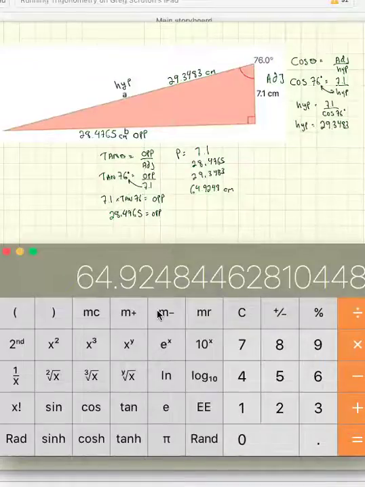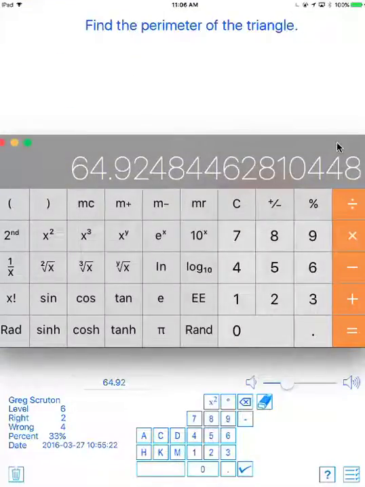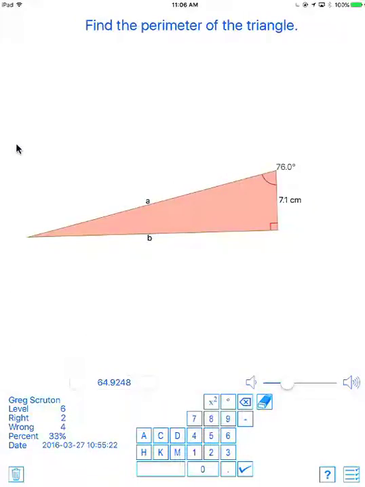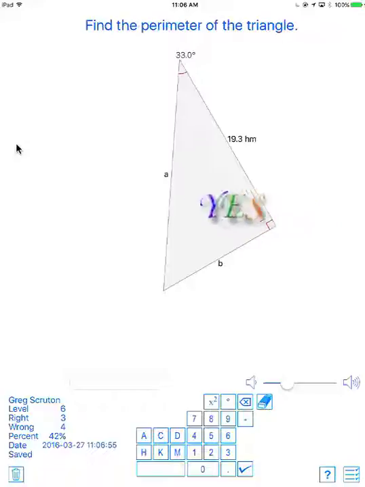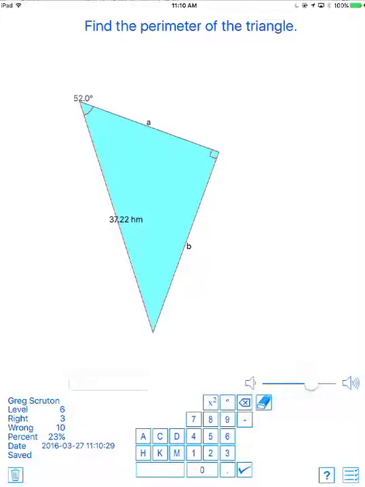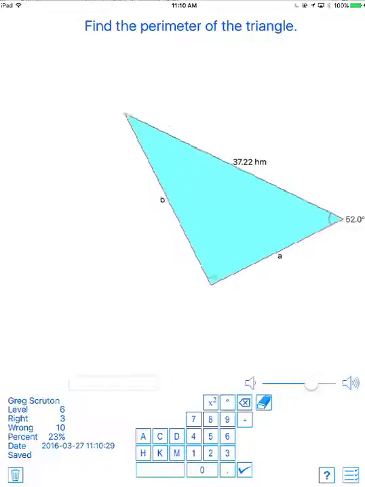Okay, so back into our program. 64.9248 centimeters. All right, then we click on the check button to check to see if we're right. And if we are, we get a little celebration. Let's do one more question like this. Here's a question, and I'm just going to use my two-finger gesture to rotate it.